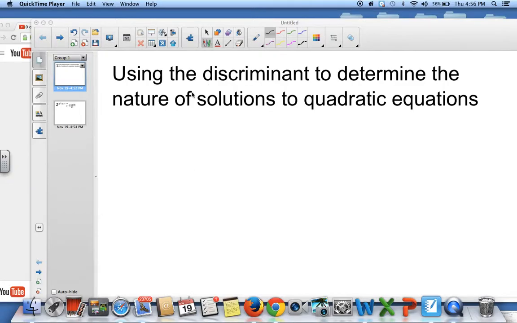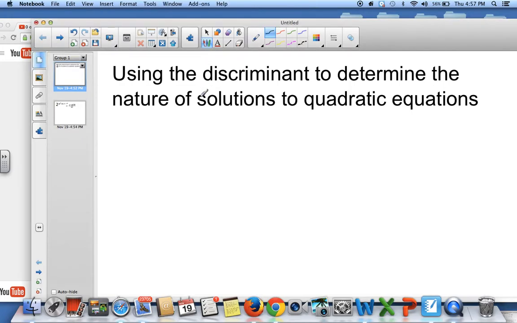I want to talk right now about using the discriminant to determine the nature of the solution. Nature of the solutions means: is it going to be real solutions, imaginary solutions, rational, irrational, maybe only one solution. So we're going to talk about how to use a discriminant now.